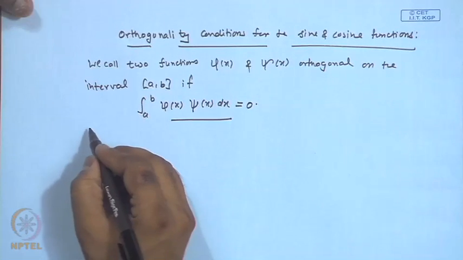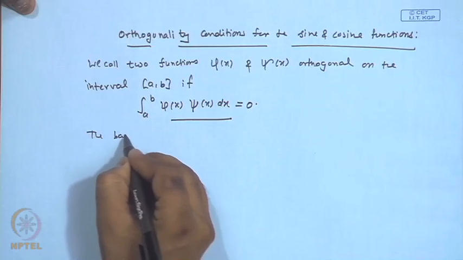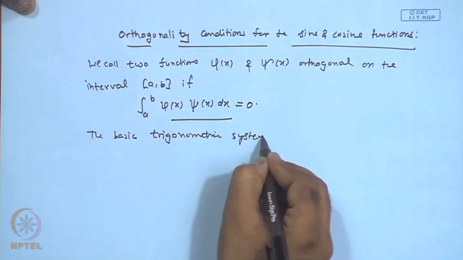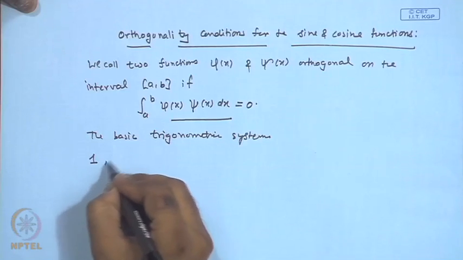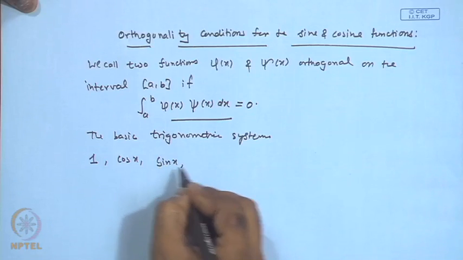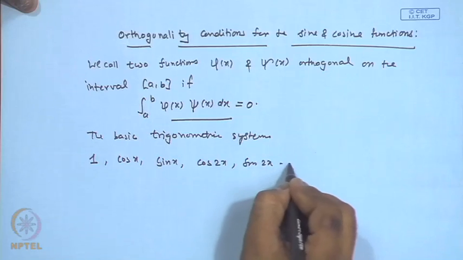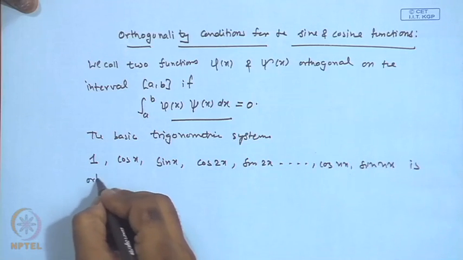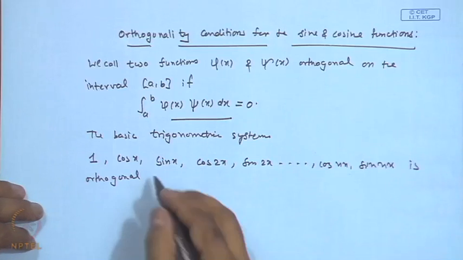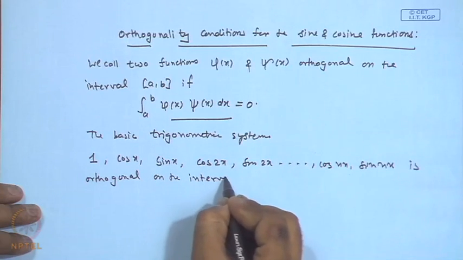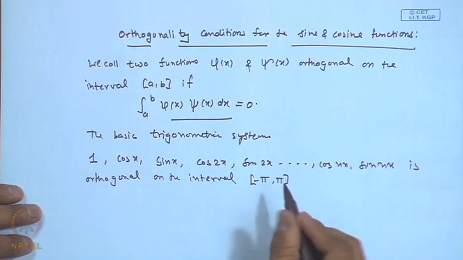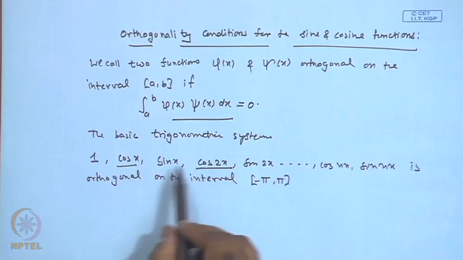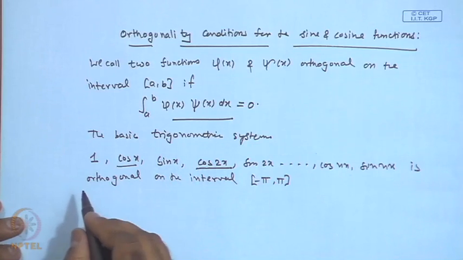And with this definition, what we can say is that the basic trigonometric system of period 2 pi, so 1, cos x, sin x, cos 2x, sin 2x and so on, cos nx, sin nx, is orthogonal on the interval minus pi to pi. So, we shall prove that any two distinct functions, if we take, then they are orthogonal. So, let us go through the proof quickly.